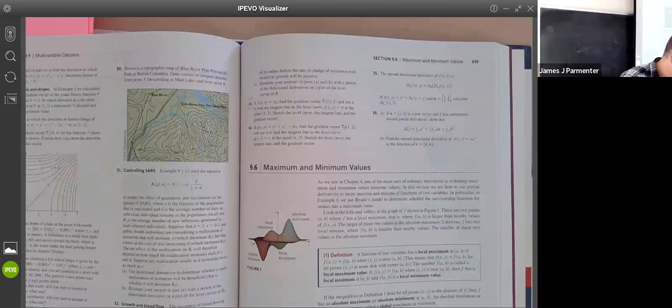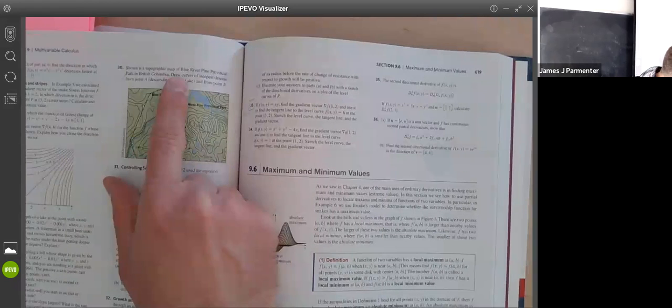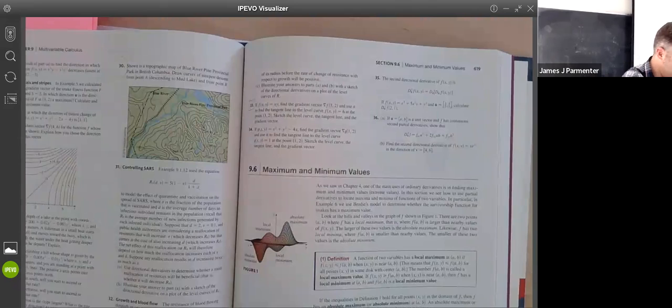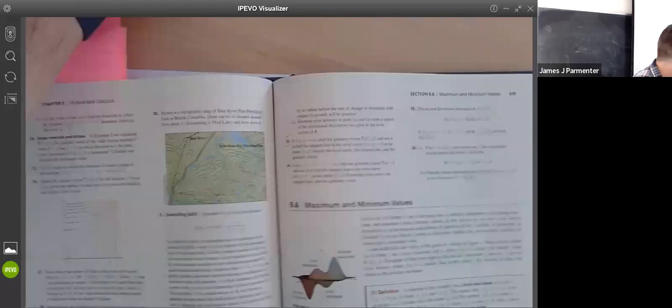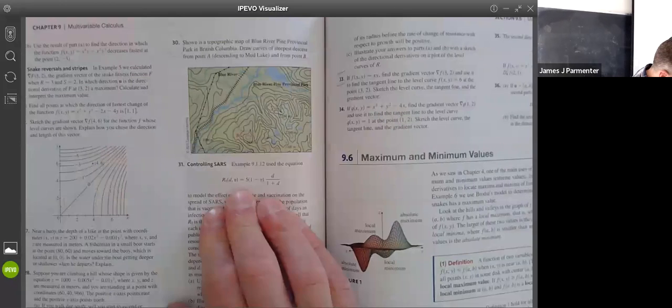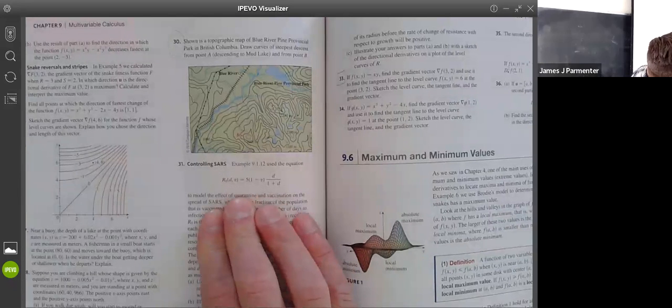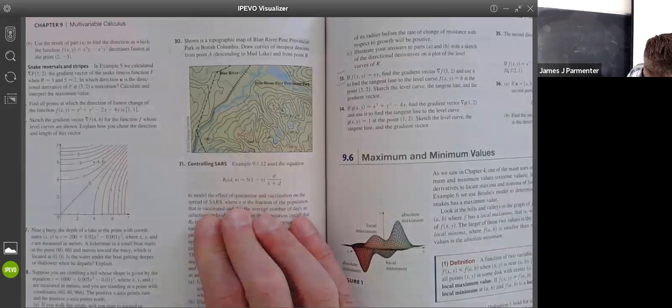So let's go ahead and look at number 30 and see what it says. Shown is a topographic map of Blue River Pine Provincial Park in British Columbia. Let's zoom in so that everyone can see this as well as possible. Draw curves of steepest descent from point A descending to Mud Lake and from point B.